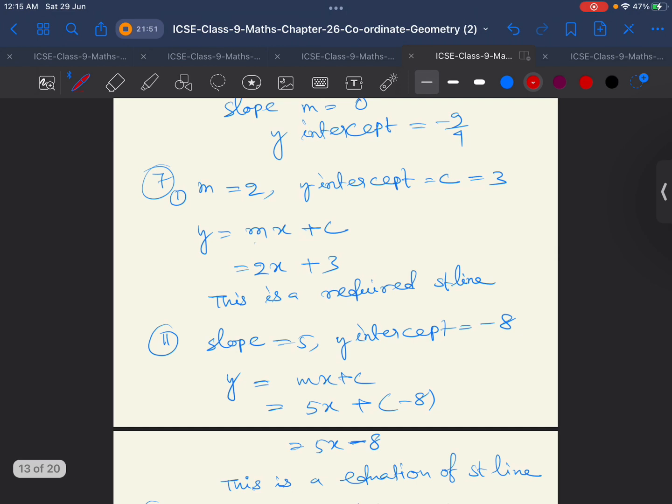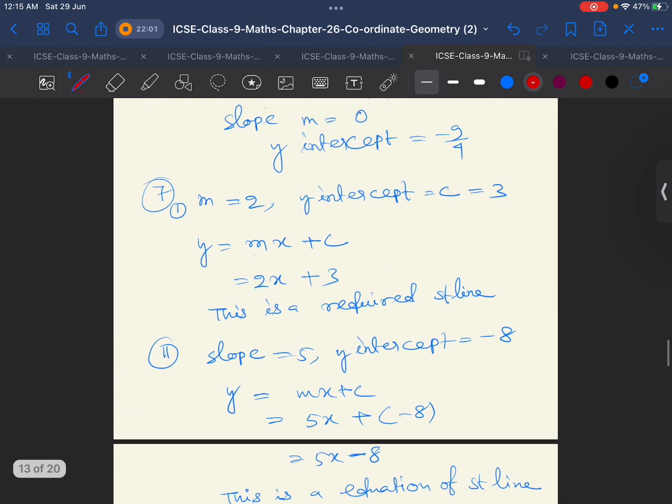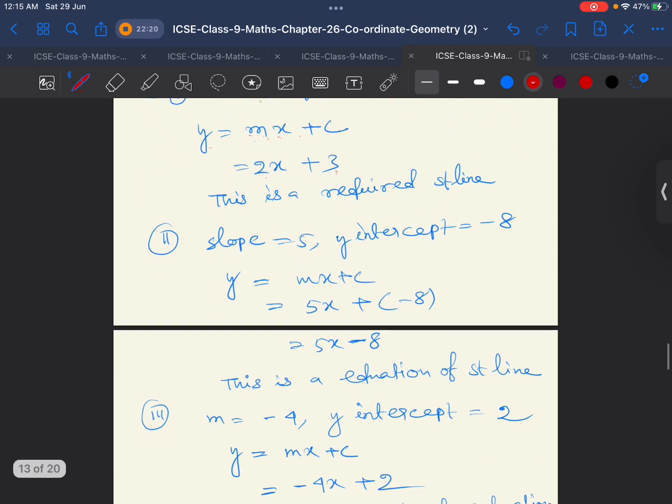Question number 7, first question: m equals 2 and the y-intercept is c equals 3. So now we can find the equation of the line. The equation of the line is y equals mx plus c. So m is 2 and c is 3. So this is the required straight line.